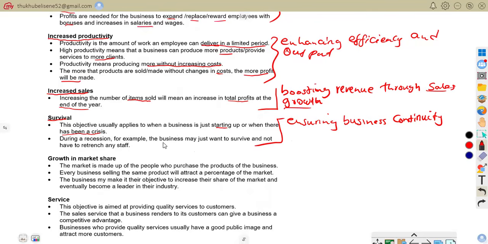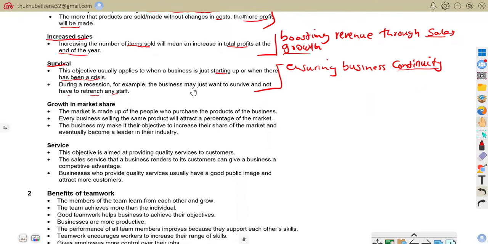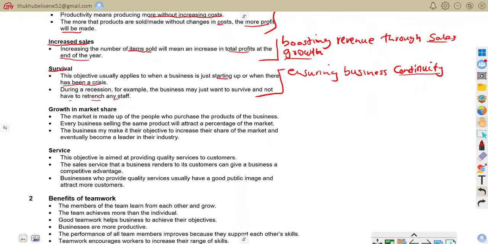During a recession, for example, the business may just want to survive and not have to retrench any staff. So that is whereby with survival, you are ensuring that you are still going to continue operating. So that is that. That is survival. Now we come to growth in market share.